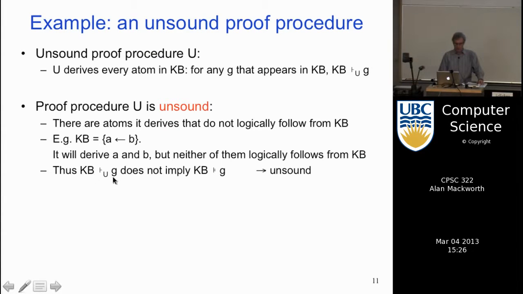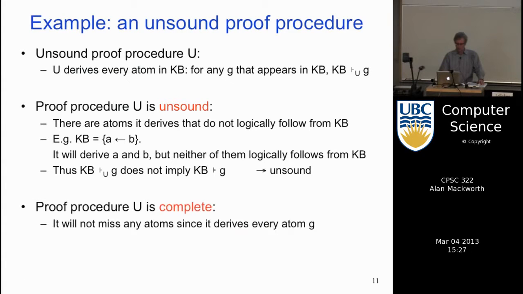So if it's derivable, it doesn't imply that G logically follows from it, so it's unsound, right? A and B do not logically follow from this knowledge base, because there are interpretations in which it's false. So the proof procedure U is complete. Of course it's complete, because it says every possible atom is a theorem. Well, some of them are theorems and some of them aren't, but you know, it's going too far, but it is complete. So it will not miss any atom, since it derives every possible atom.